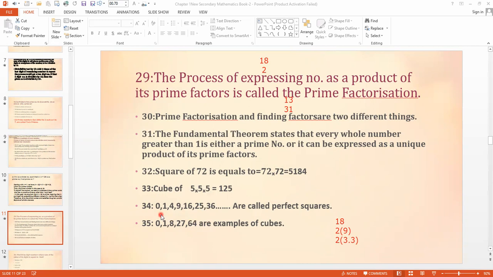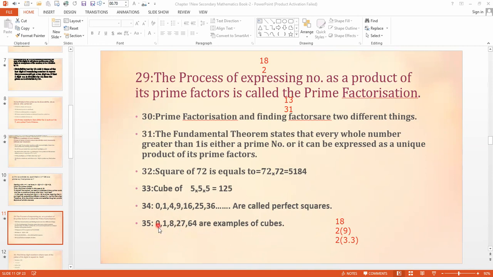125. Okay. Now they are showing 0, 1, 4, 9, 16, 25, 36. Look here: 0 into 0 is 0, 1 into 1 is 1, 2 2s are 4, 3 3s are 9, 6 6s are 36. So all these are perfect squares. When we multiply the same number 2 times, we get a perfect square. This means it completely divides the whole number. Similarly, 0, 1, 8, 27, 64 are examples of cubes.